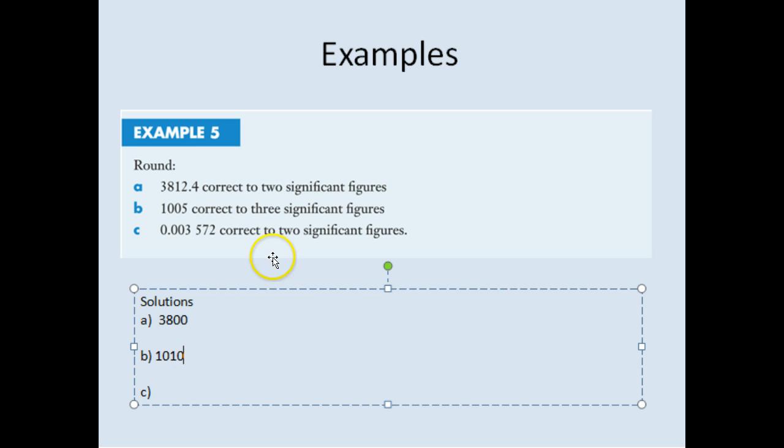The last one here, round 0.003572 to two significant figures. Now these two zeros here aren't significant, so I'm going to ignore them. So the first two numbers that I'm looking at are the 3 and the 5. They're significant, but after that those numbers aren't significant, they're too small. Now we've got a 7 here, so that rounds the 5 up to a 6. So for C it would be 0.00. I still need to keep those zeros in there because they need to hold the place of the other numbers. So 0.0036. And that's my solutions.